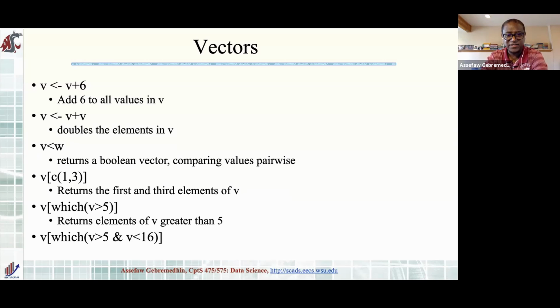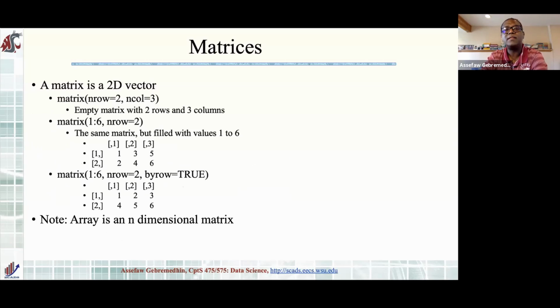That was vectors. Let me take you to matrices. Matrices are vectors that are of 2 dimensions. And so you've got rows and columns. And you will learn about this and do some exercises.